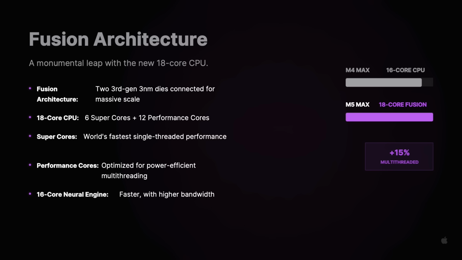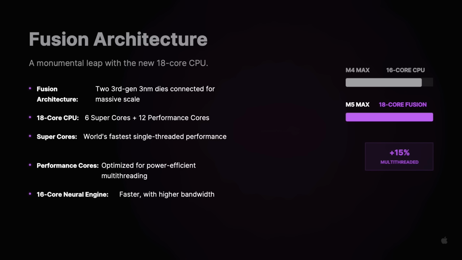So it's a big monumental leap with this new 18-core CPU. What we now have is 2 third-gen 3nm dies connected for massive scale. This is where it's different this time round. It's kind of connecting 2 sets of cores together. Maybe this is what they're going to do with the Ultra chip too, who knows. But as you can see here, we have 6 super cores and 12 performance cores. The 6 super cores were the old efficiency cores, what we used to get. So this is very different now, how Apple are doing this.